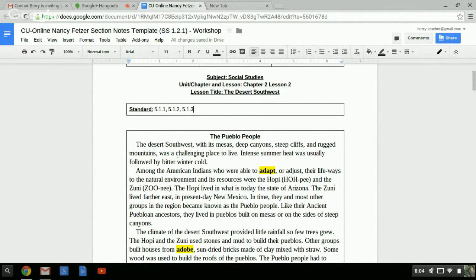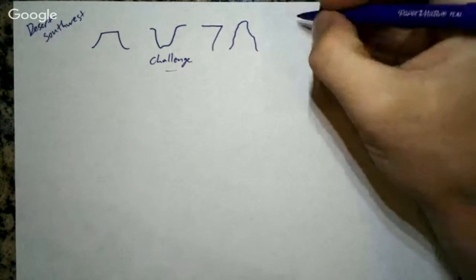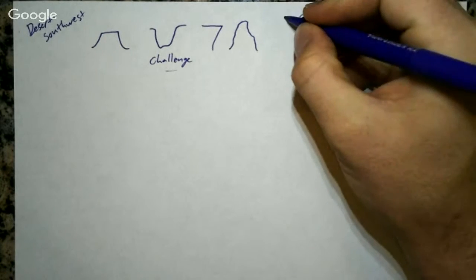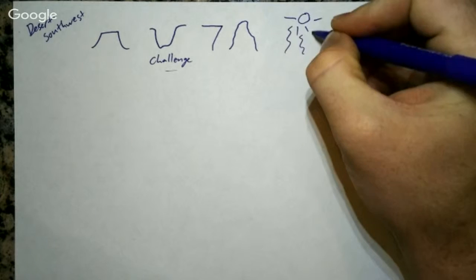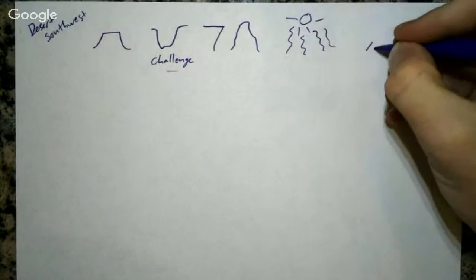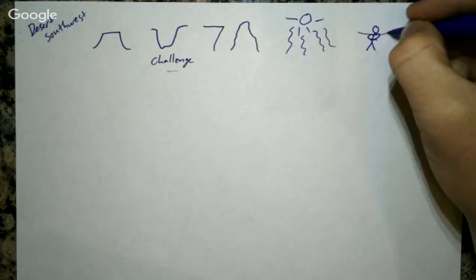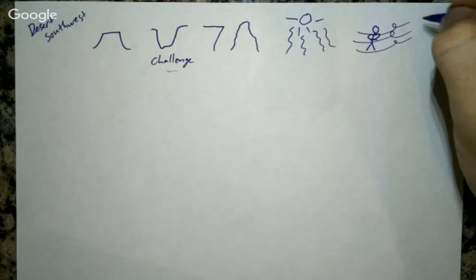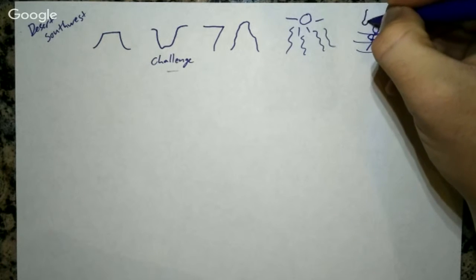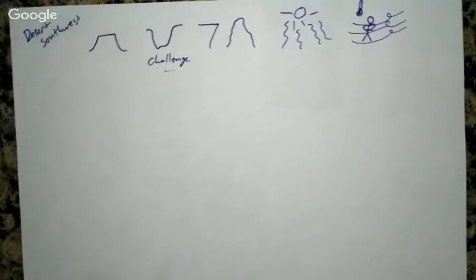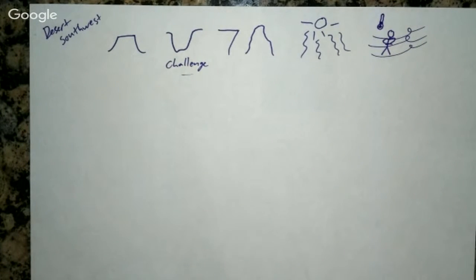Then it says intense summer heat was usually followed by bitter winter cold. So it's hot and cold here. So I'm just going to go ahead and draw the sun. The sun's going to be shining and it's going to be very, very hot. And then I'm going to go over here and draw a person, and the person's going to be crossing his arms, and there's going to be some wind going by, and up here we'll even put a little thermometer, and the thermometer only is going up to about there because it's very cold. So now this is sort of a visual overview of that first mini paragraph.